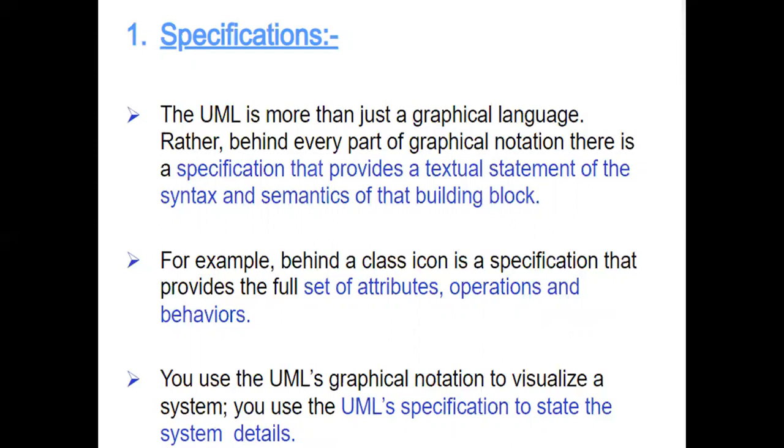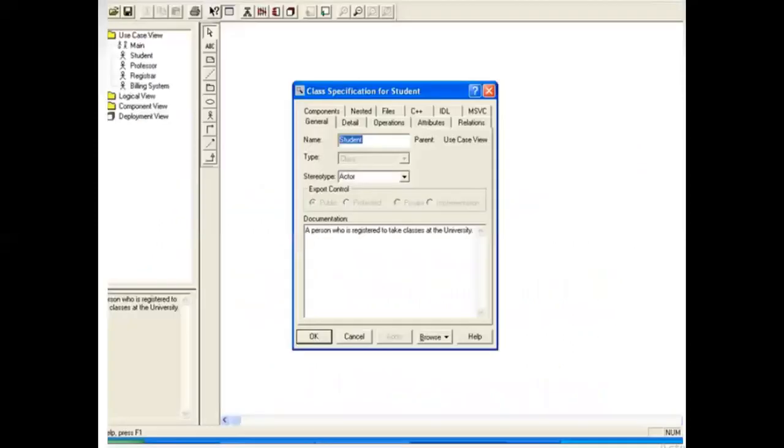Next, we use graphical notation to visualize the system. We use UML specifications to state the system details. For example, we are specifying the student's details. Next, suppose professor is stated. Student is one of the use cases. It specifies whether student is a superclass or subclass, or a stereotype. It is the actor or use case.